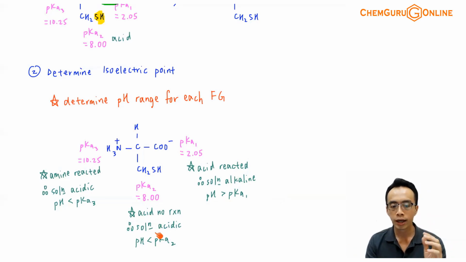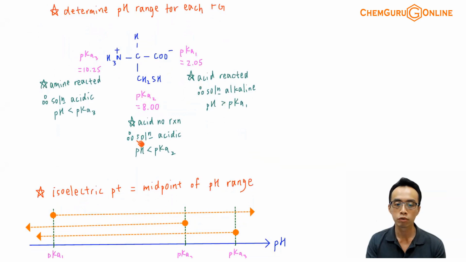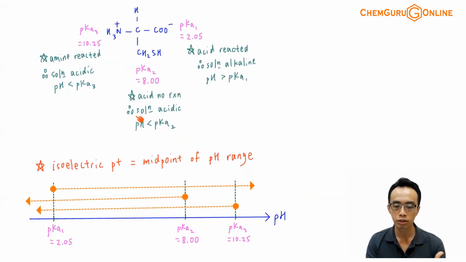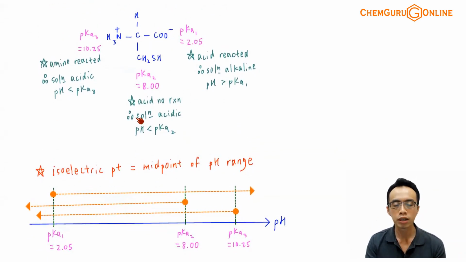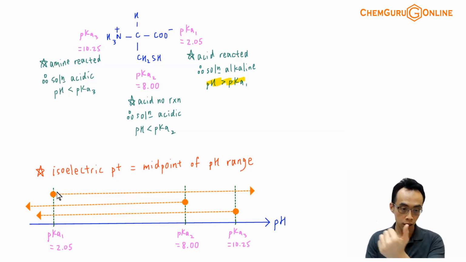So this is where using this number line will be useful. Otherwise, I have 3 pH ranges, and maybe it's a little bit confusing. So let's put this into my number line. So my pH is here, and I have all my pKa values: pKa1, 2.05. pKa2 is 8.00. pKa3 is 10.25. And let us consider the range that we have here. First one is pH must be bigger than pKa1, greater than 2.05. So pKa1 is here, greater than 2.05.